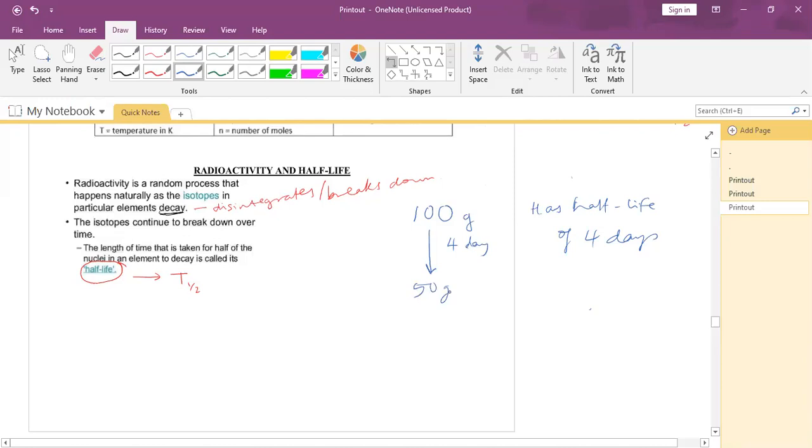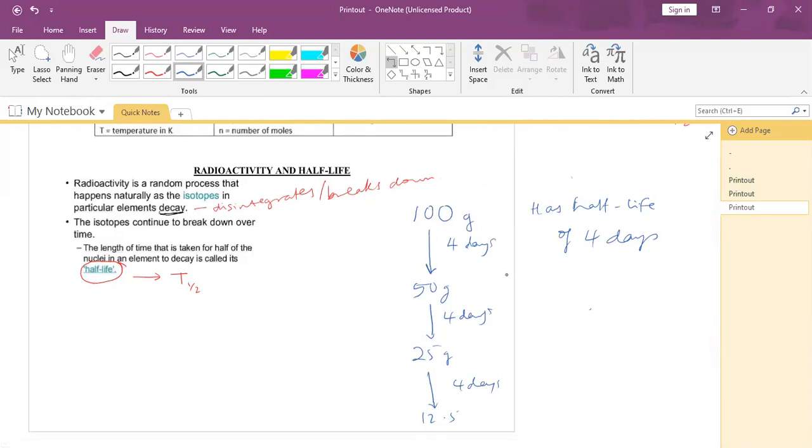So half of the substance will be left. Another 4 days, half of this will be left. So I will be left with 25 grams. Another 4 days, half of that will be left. So I have 12.5 and so on, because the half-life is 4 days. So every 4 days, half of the substance will be left. Okay. So you can use this arithmetic approach to answer questions.